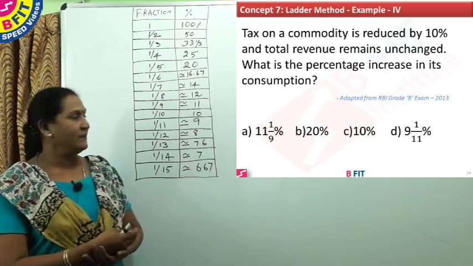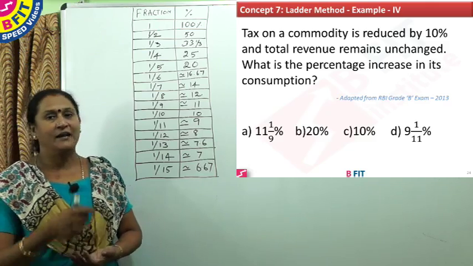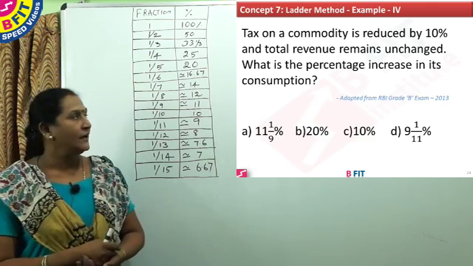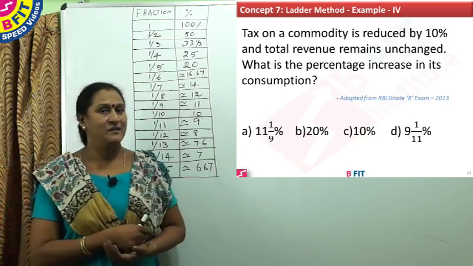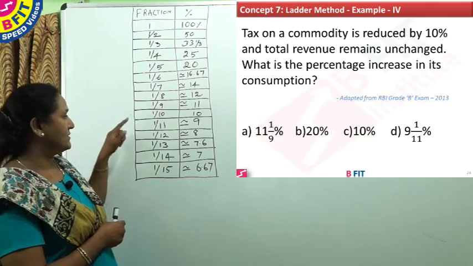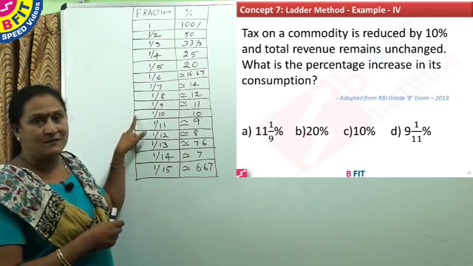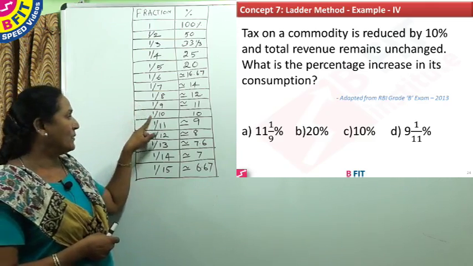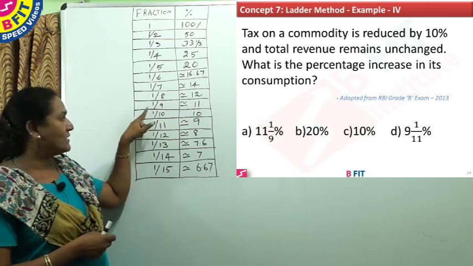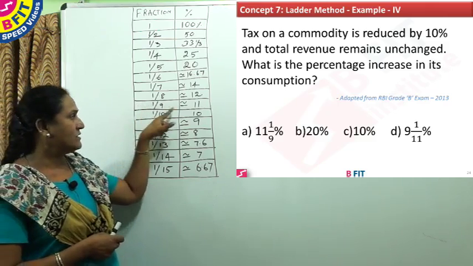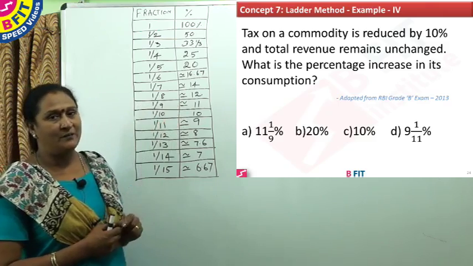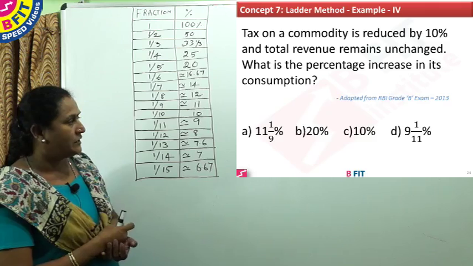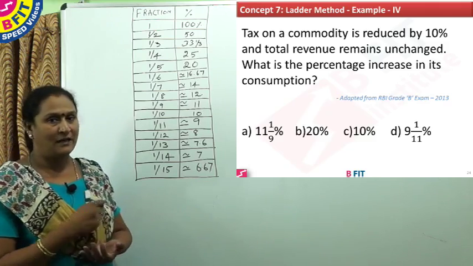We can easily, with the help of the ladder concept, arrive at the answer. By what percent is the tax on a commodity reduced? It is 10%. Where is 10% in our ladder? It is here. And by what percent should consumption be increased? Increase means just go one step up. 10% is 1 by 10. One step up will be 1 by 9, which is approximately 11%. Which will be the suitable option? It is option A, 11 1 by 9%.